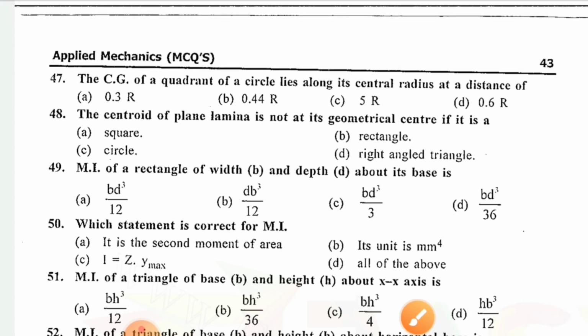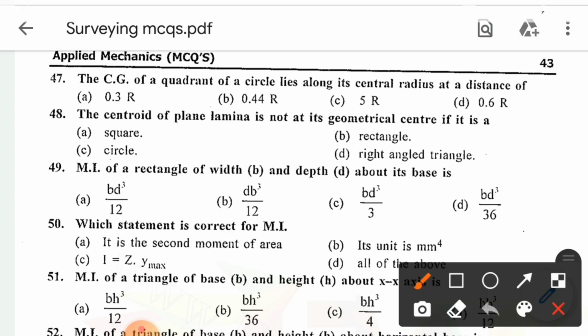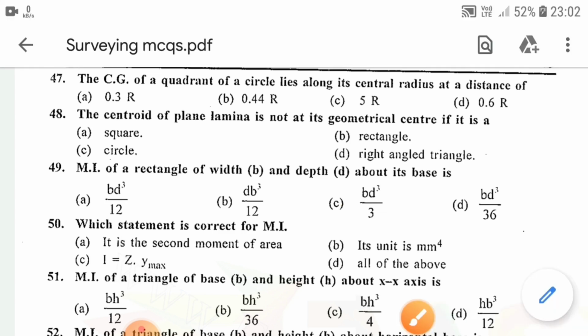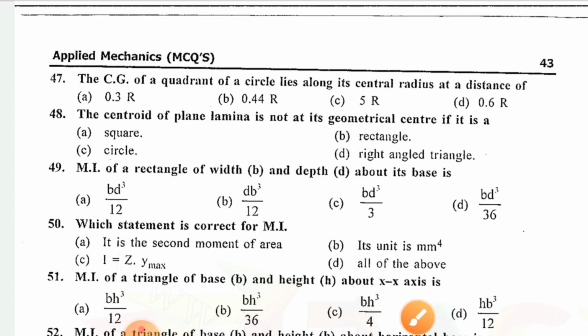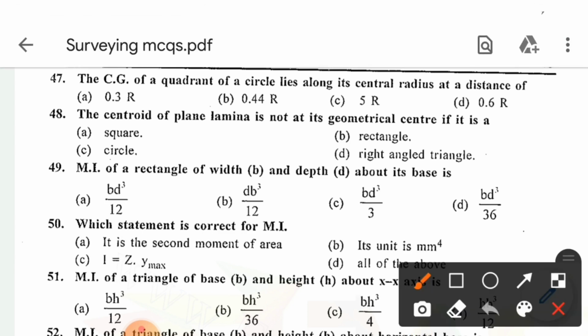Question number 49. Moment of inertia of a rectangle of width b and depth d about its base is: option C is correct, bd cube by 3. Question number 50. Which statement is correct for moment of inertia? Option A, it is second moment of area. Option B, its unit is mm power 4. Option C, I equal to z into y max. Option D, all of the above. Option D is correct, all of the above.